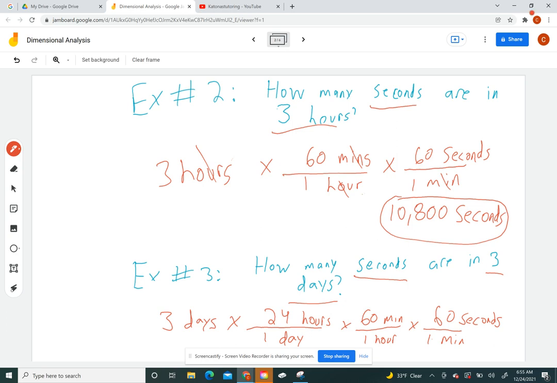Let's make sure we can cross cancel. Day, day, hour, hour, minute, minute. We're left with seconds. Perfect. Now again, our denominators are all 1 in this case, so we don't have to do any division. Instead, we're just going to multiply. 3 times 24 times 60 times 60.